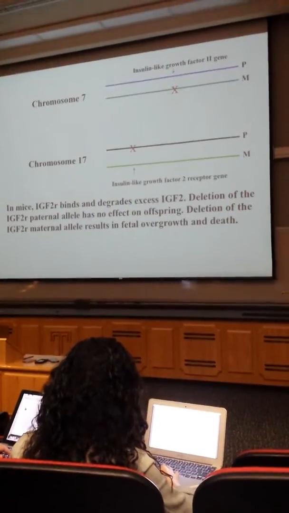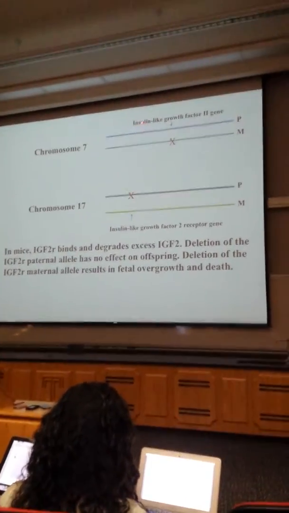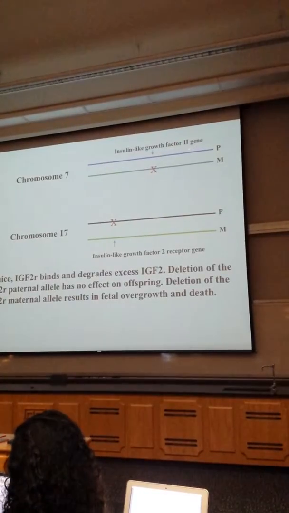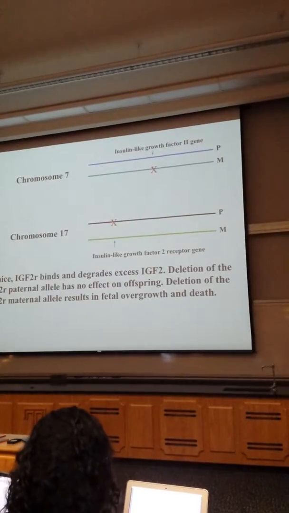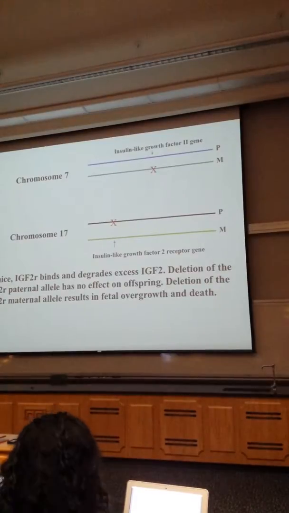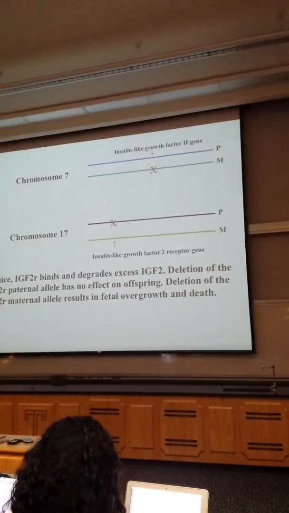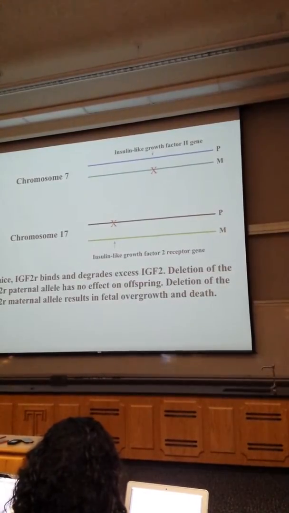Imprinted genes: one example is the gene for insulin-like growth factor 2. This gene encodes a growth factor that binds to its cognate receptor to activate cellular proliferation and growth of the tissues in an animal. Okay, this is a normal gene.